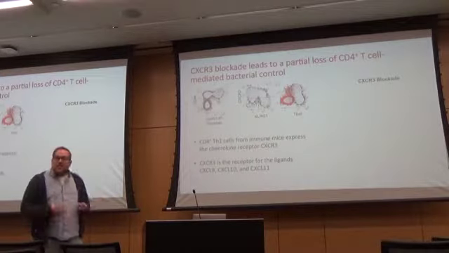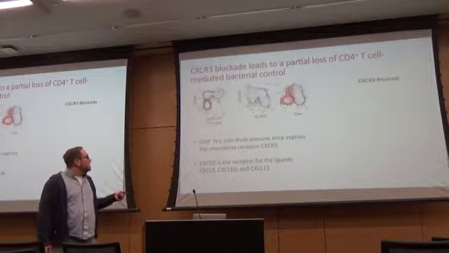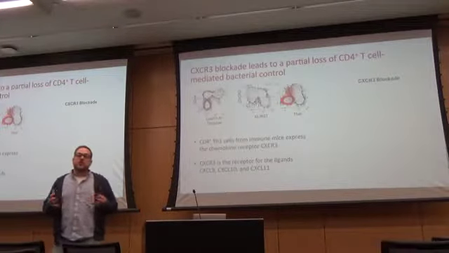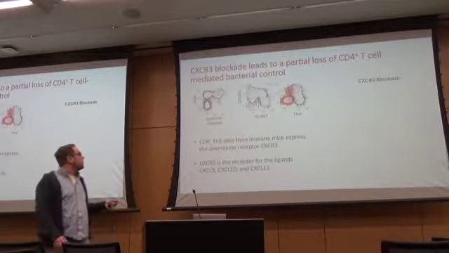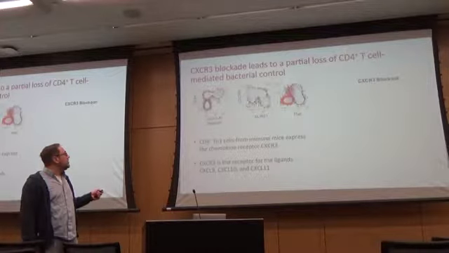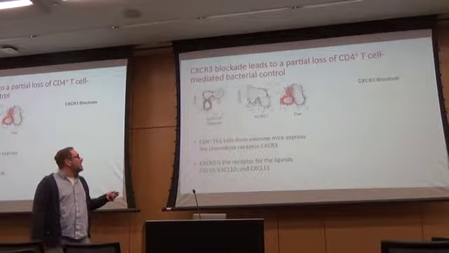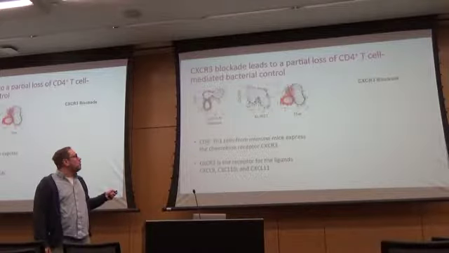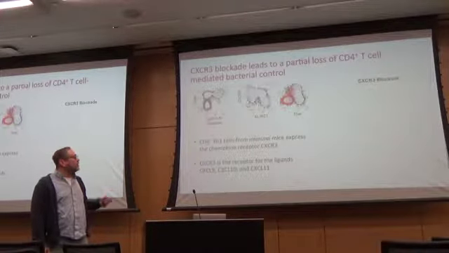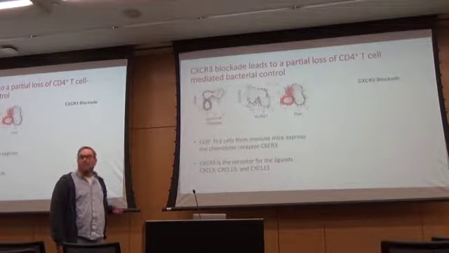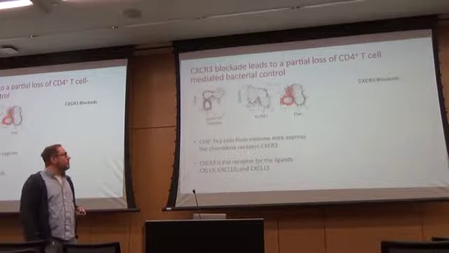We then looked at the T cells themselves. This is a tetramer for lipid A, which is an antigen that's expressed during Salmonella infection. We see that there's a very large, robust population of tetramer-specific CD4 T cells. This is CD44, indicating antigen experience. And then when we look at the receptor for the ligands CXCL9 and CXCL10, these cells were highly positive for that receptor.